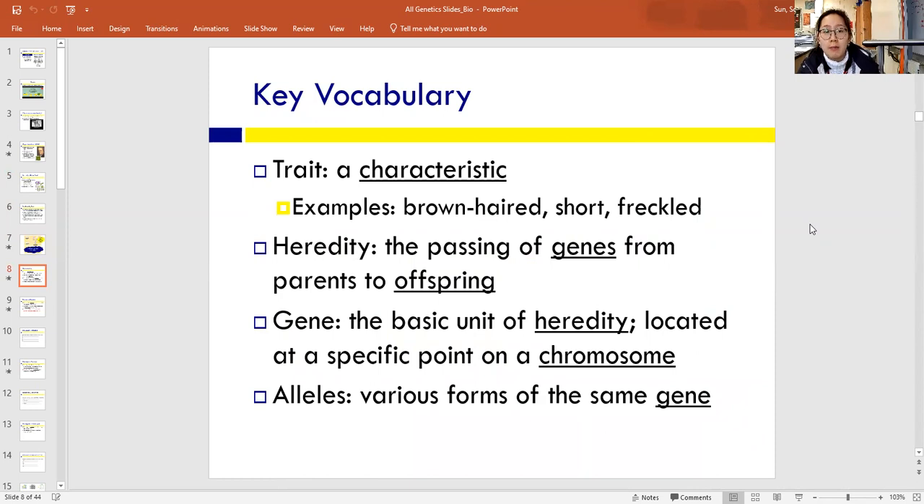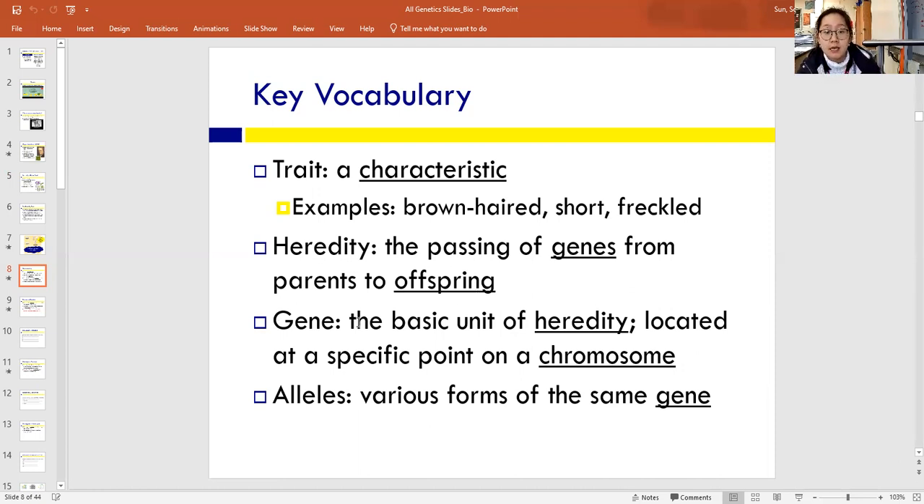So here's some key vocabulary. We know what a trait is, almost like a character trait, right? A physical trait in this sense is a characteristic you can use to define the looks of an organism. For example, in humans, you can talk about having brown hair as a trait, or having freckles, or being short. Heredity is the passing of genes from parents to offspring. When parents give half of their genes to their babies, that's heredity, right? You're receiving genes from your parents.